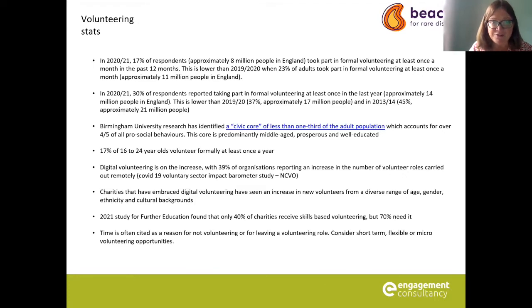Digital volunteering is hugely on the increase. The pandemic has given rise to it. It's something that probably would have happened eventually anyway, but I think the pandemic forced the hand of lots of organisations to think about new ways of volunteering. It's an interesting one because it allows volunteer roles to be carried out remotely, which means that if you require quite specific skills, or you're somewhere that's difficult to get to, or you don't have a permanent office space, you can recruit much more widely. It gives you far more diversity in terms of age, gender, ethnicity and cultural background.